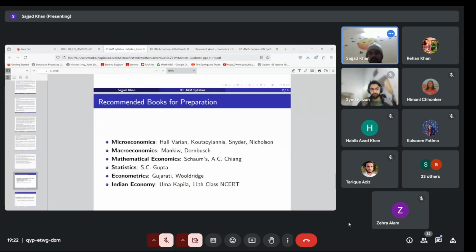If you guys have any query regarding the syllabus and where you should focus, because it is very subjective. Every person has a different type of strength. If I say I have strength in microeconomics and macroeconomics, it may vary from person to person.